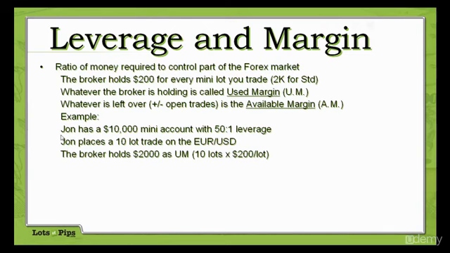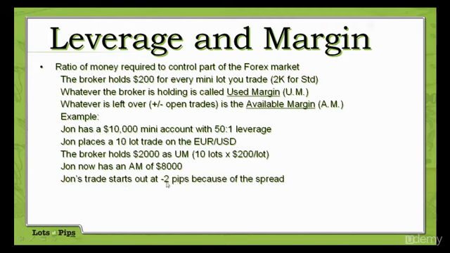They're going to hold that. They're not going to spend it. They're not going to keep it. They're not going to give it to their dog. They're going to hold that on the side just to make sure you have enough money to place that trade. Now, John has an available margin of $8,000. Remember, plus or minus your open trades.